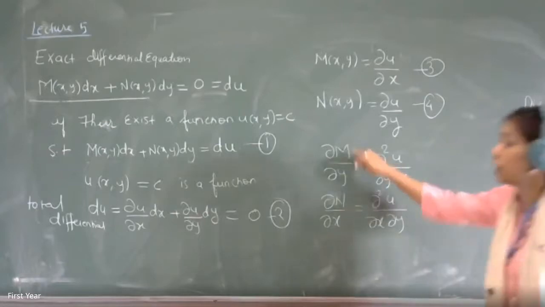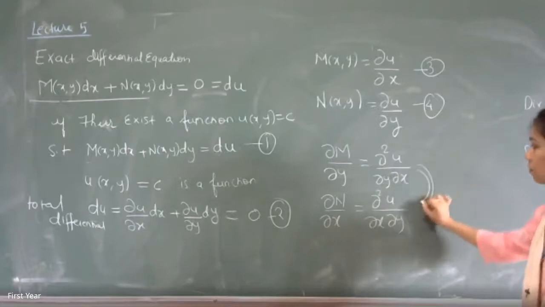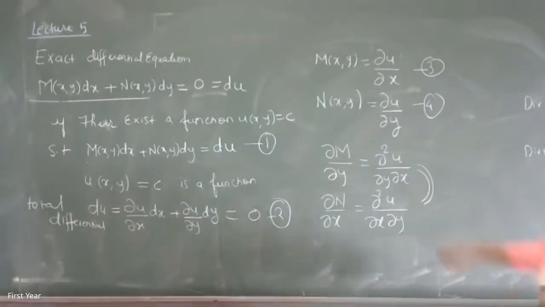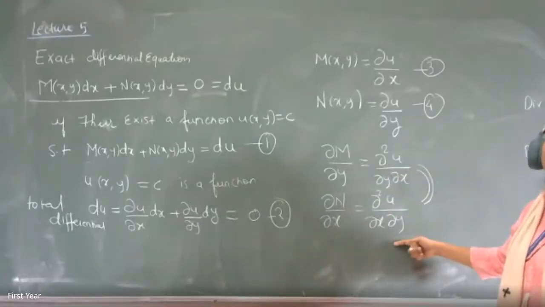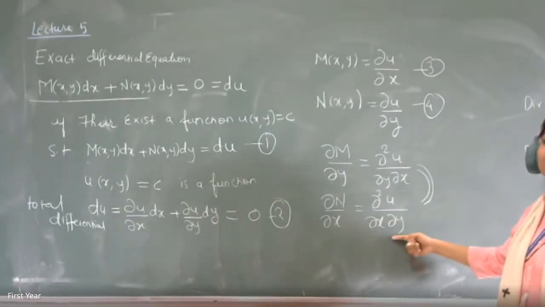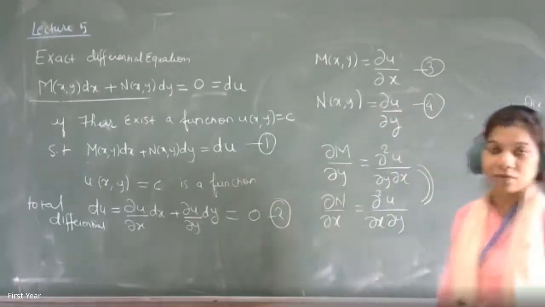We got the values of del M by del y and del N by del x. So what is the relation between these two? Equal. Absolutely right. Do you all remember that if the function is continuous, then the mixed derivatives should be equal, which we have done in partial differentiation, unit 3 of M1. So these two partial derivatives should be equal. Necessarily, there should be the sense of taking the derivatives. Correct?